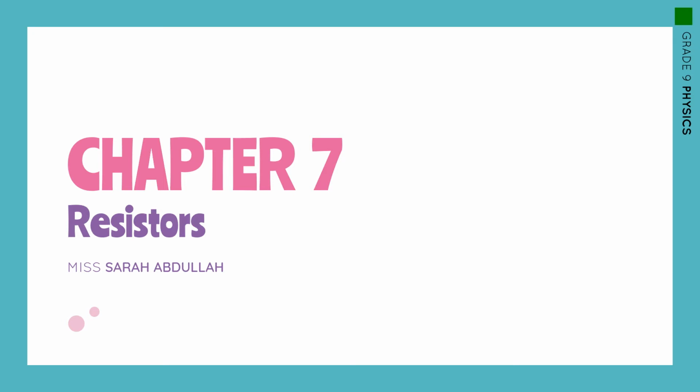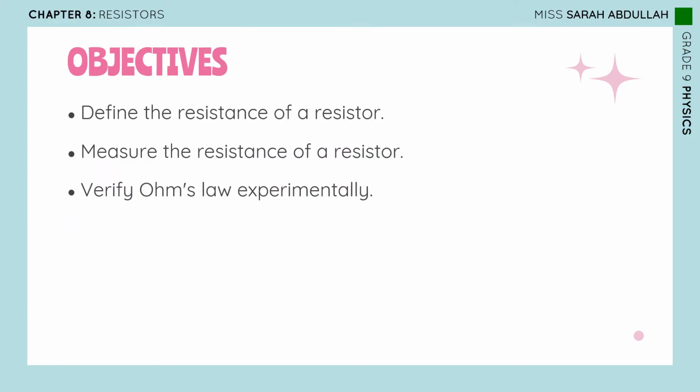Hello, grade 9. So this week we are starting with a new chapter, chapter 8, called Resistors. Let's start. These are the objectives that we're going to cover during this week's lecture. You will be able to define the resistance of a resistor, to measure the resistance of a resistor, and to verify Ohm's law experimentally. Now, what is all of this about? Let's find out.